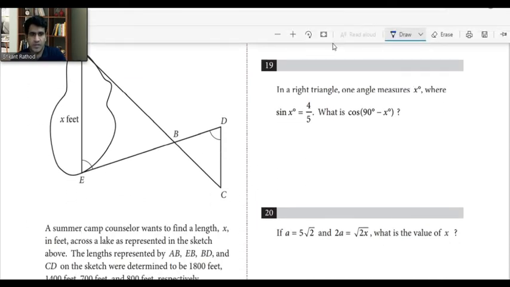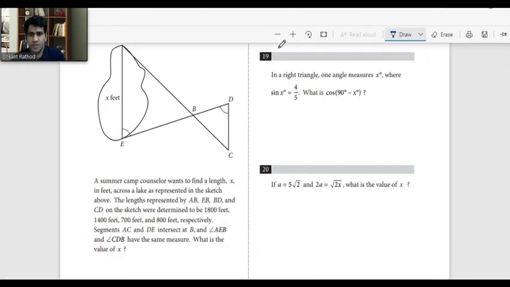Okay, so let's go to question number 17 here. Question number 17 is expressing something.